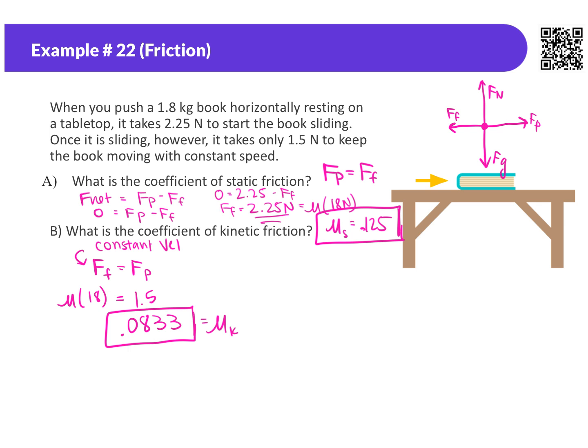And then in the second scenario, it says once it's moving, they're going to be equal because it's constant velocity, right? Constant velocity means net force of 0. So my opposite forces have to offset each other, right? They have to equal each other. And so I got 0.0833.